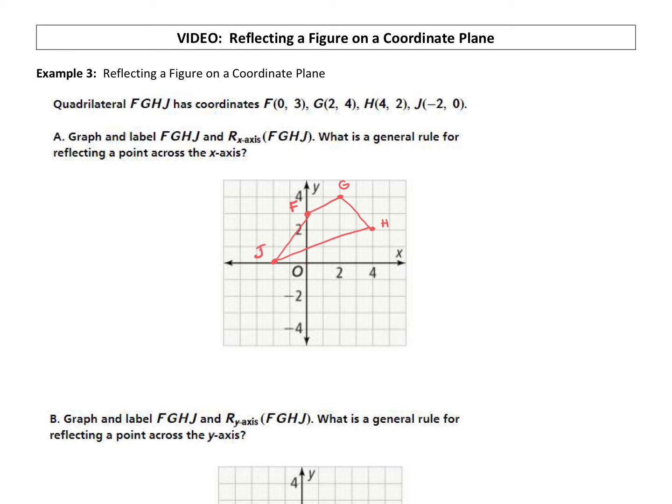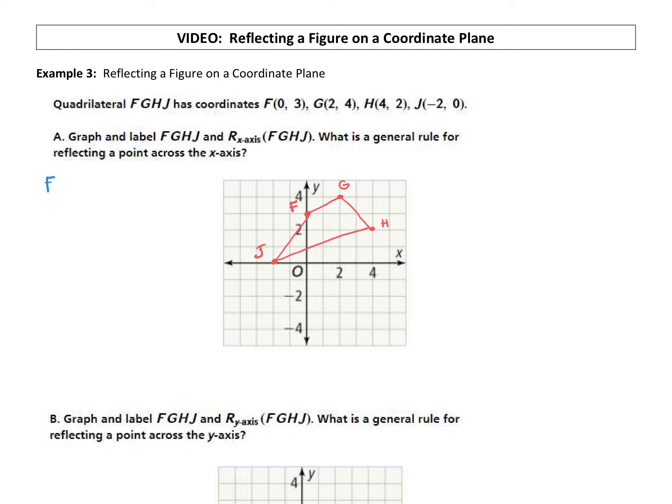Okay. So in part A, graph and label FGHJ. FGHJ, I don't know why this is hard for me to say, and this right here. So what this is telling us to do is we're going to do a reflection across the x-axis of our quadrilateral FGHJ. And then we're going to come up with a general rule for that. So let's go ahead and find our reflected points.